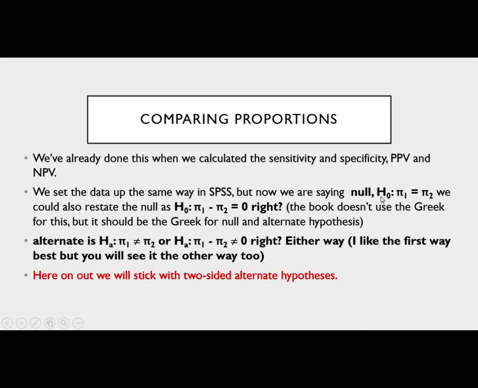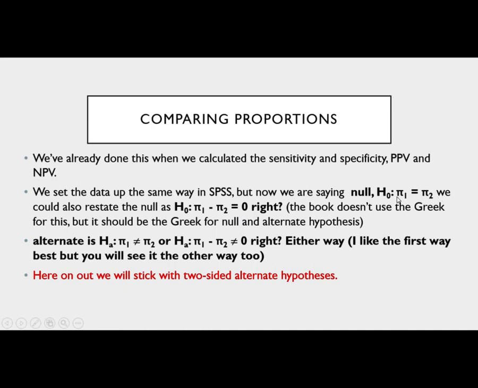When we're comparing proportions, we're testing whether the proportion of group 1 is equal to the proportion of group 2. So we're just setting them equal in the null hypothesis, and in the alternate hypothesis, we're setting them as not equal. We could rewrite the null hypothesis this way, where the proportion of 1 minus the proportion of 2 is equal to 0, because if they were the same, when you subtract them, you get 0. But I don't like that as much. It's really straightforward just to do it this way.